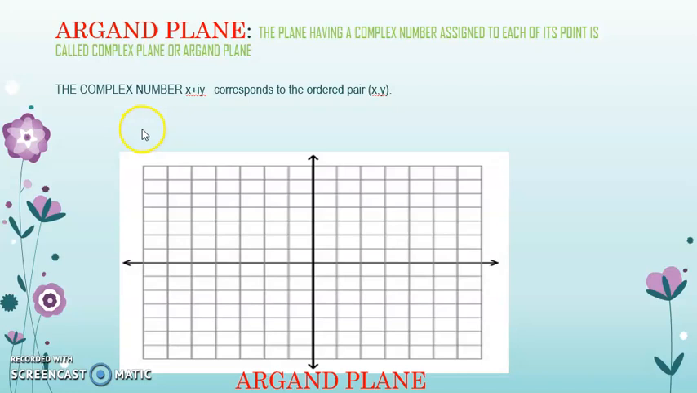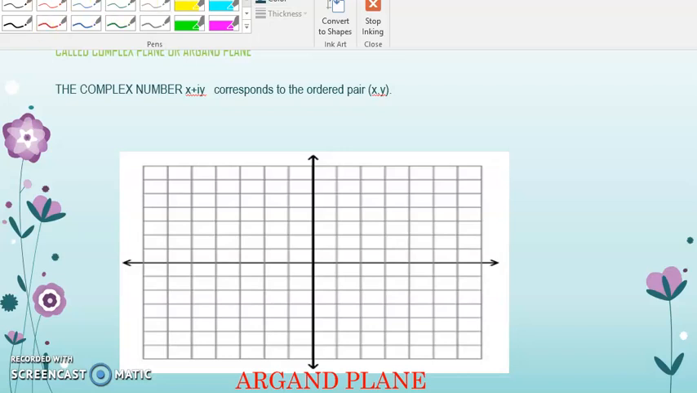So in the previous video I explained what a complex number is, its different properties, addition, how to solve subtraction, multiplication, and various questions were solved. Now today we will study the Argand plane. See, it is also written as Argand plane.